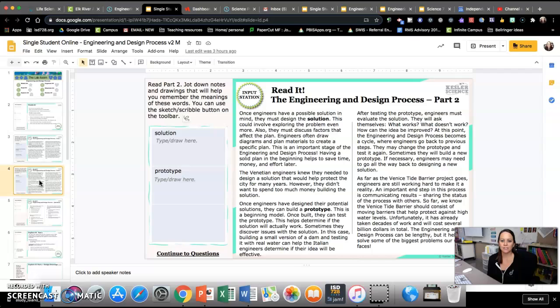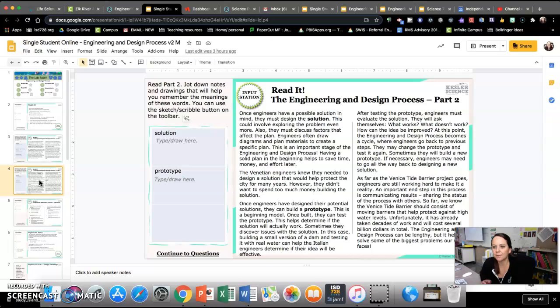The Venetian engineers knew they needed to design a solution that would help protect the city for many years. However, they didn't want to spend too much money building the solution. Once engineers have designed their potential solutions, they can build a prototype. This is a beginning model. Once built, they can test the prototype. This helps determine if the solution will actually work. Sometimes they discover issues with the solution. In this case, building a small version of a dam and testing it with real water can help the Italian engineers determine if their idea will be effective.